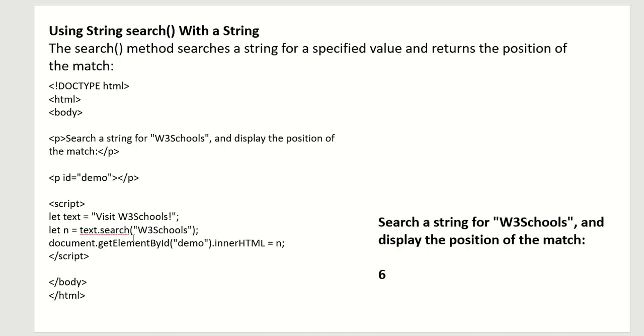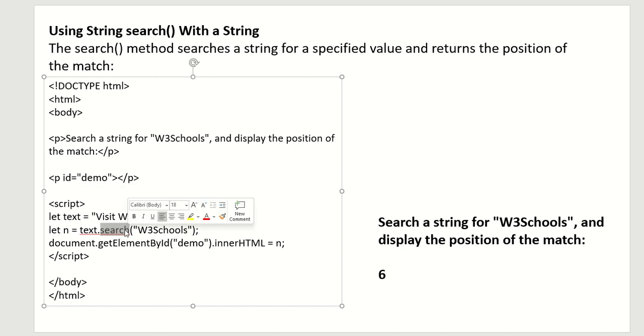See, here an example is there. Let text equal to "visit w3schools.com". Let n equal to text, that is this variable name, dot search. So we are going to search w3schools, but from where? It will search from this text variable. So yes, w3schools is there. At which position? If we start from here, 0 1 2 3 4, then the space is 5, and then 6. That's why we are getting the answer 6.